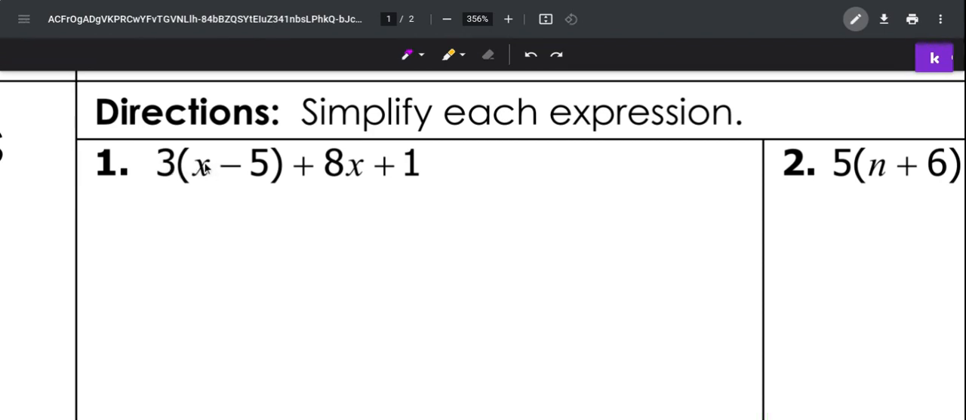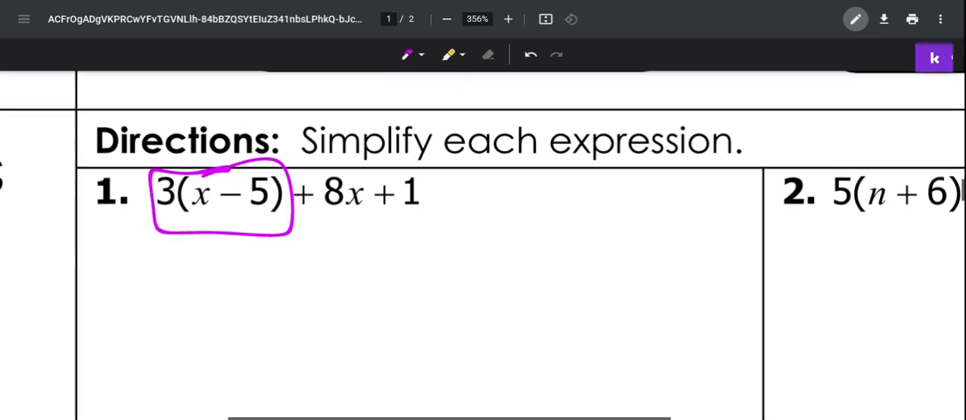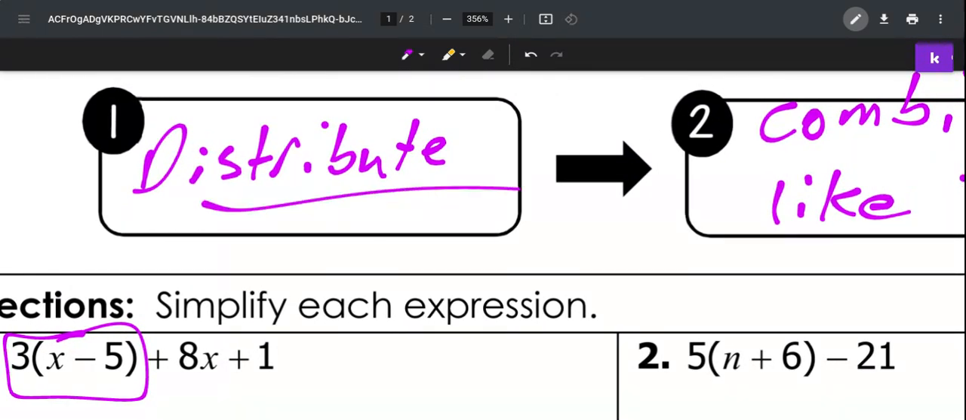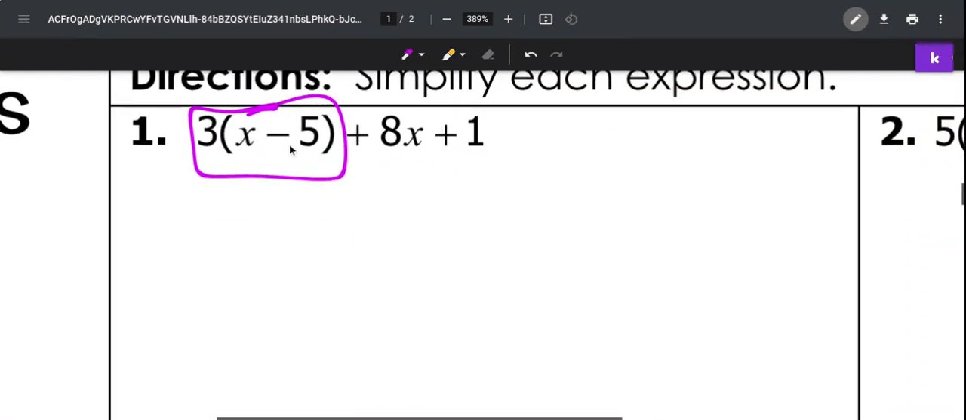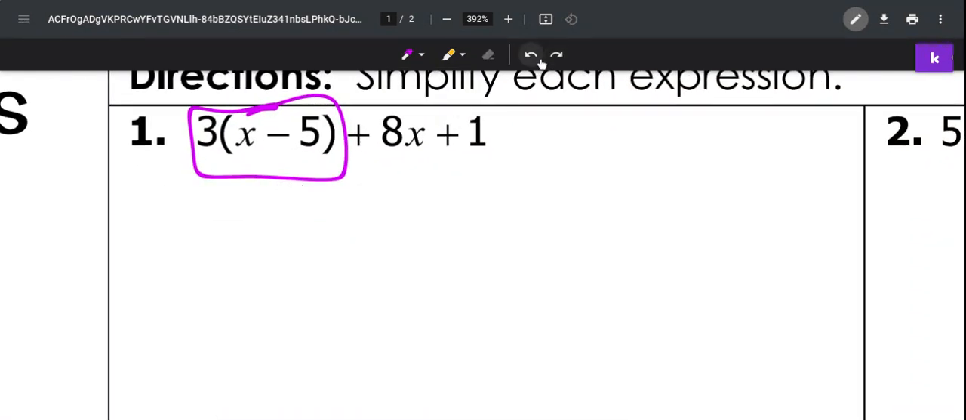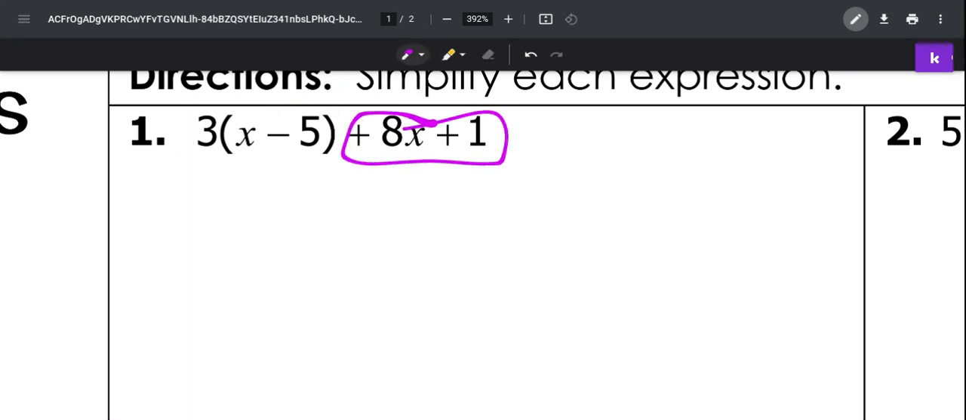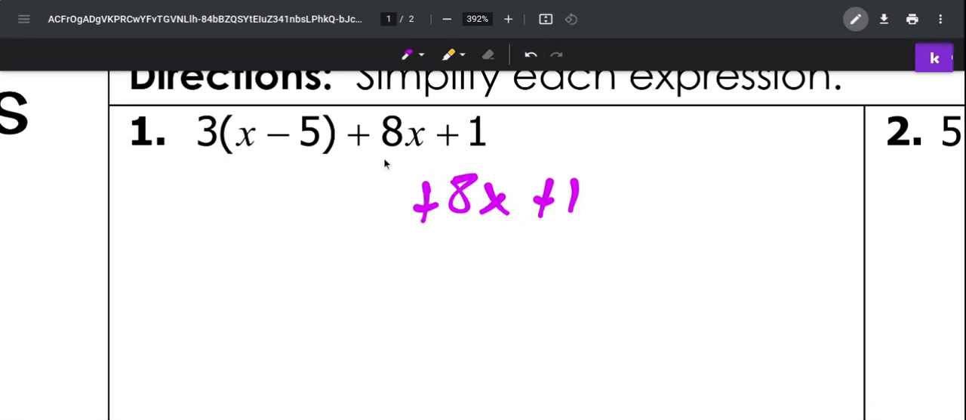Multiplication always comes before adding or subtracting. So by order of operations, we have to do this first. That's why up here we said distribute first. So that gives you a little background as to why we're going to distribute first. So distributing first means we're really not going to touch this part until we distribute. So this plus 8x plus 1 should just come down over here. Now you can bring it down from the start or you can bring it down at the end. But you need to know right now I'm not touching that.